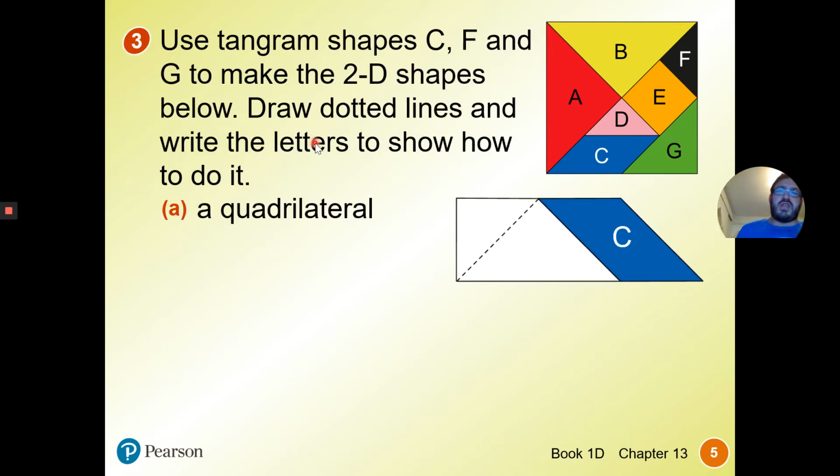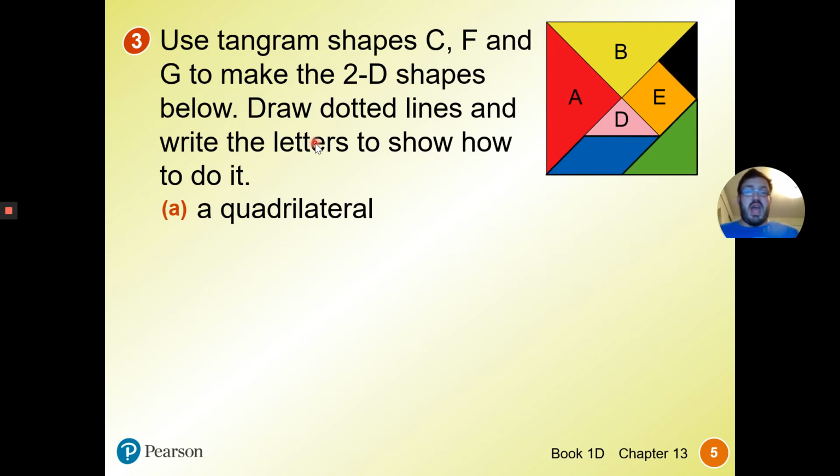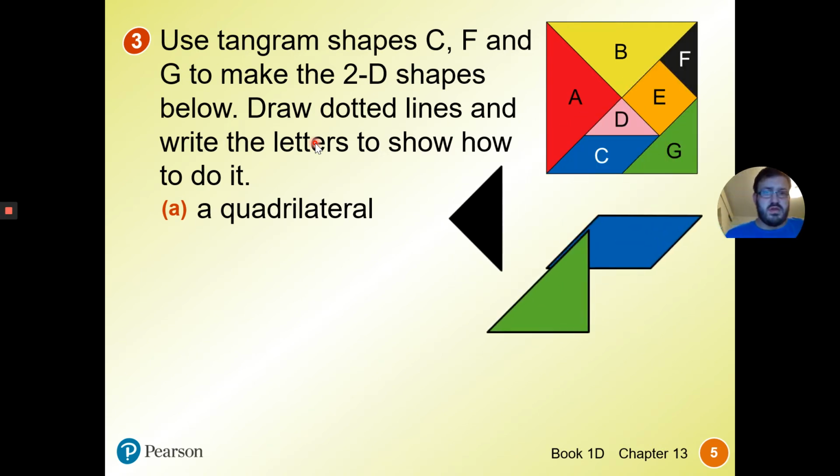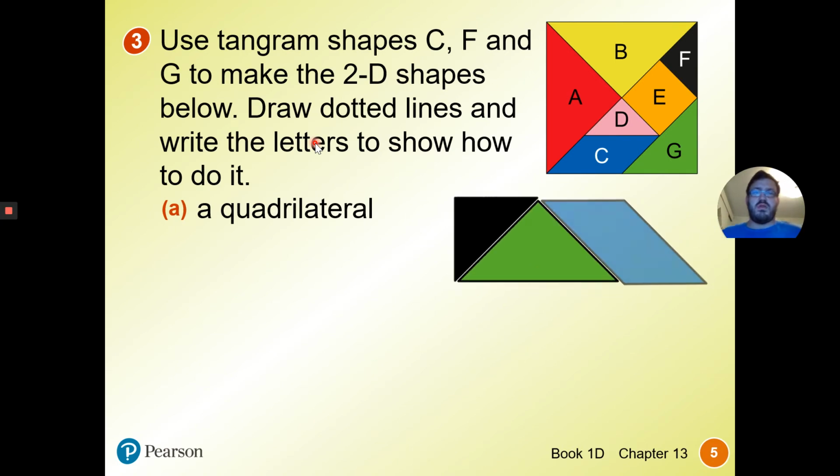Use the tangram shapes C, F, and G to make the 2D shapes below. Draw the dotted lines and write the letters to show how to do it. So we've got a quadrilateral. We've got the letter C already in there. So what shapes can go in there? Well, we've got a choice. We can either use F or D because they're the same shape, or the letter G and the letter G. Very good. And a pentagon.